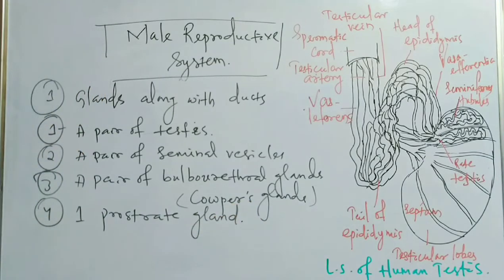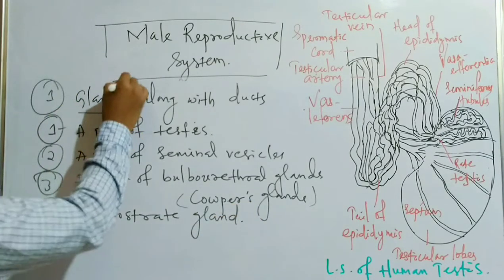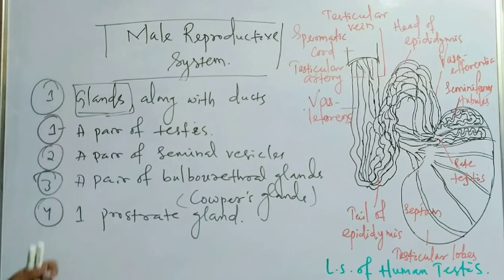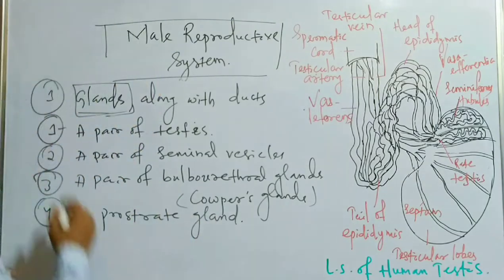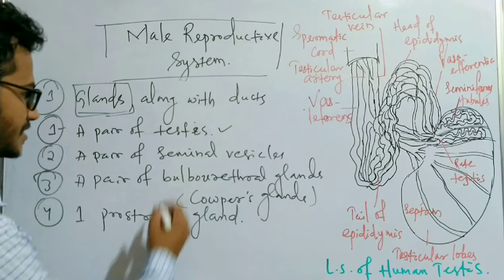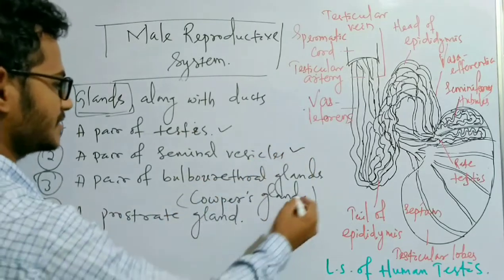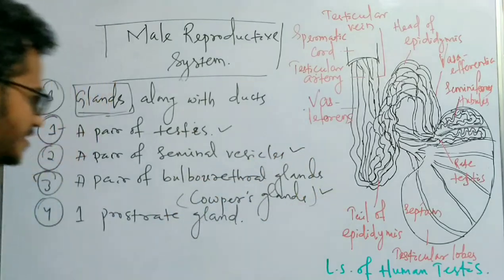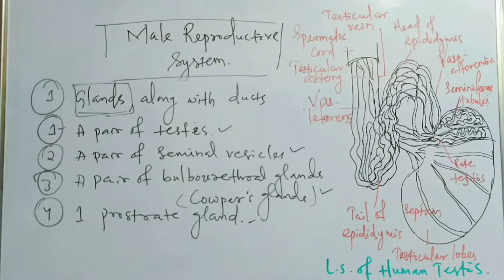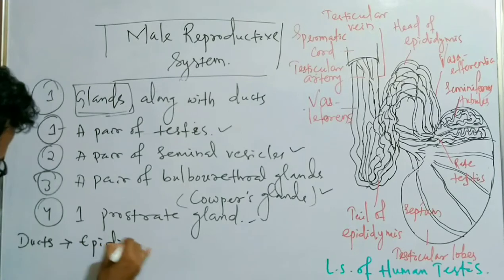So these are the different important glands which are present in the male reproductive system. The first one is a pair of testes, a pair of seminal vesicles, a pair of bulbourethral glands or Cowper's glands, and a single prostate gland. So the ducts of testes include the epididymis.